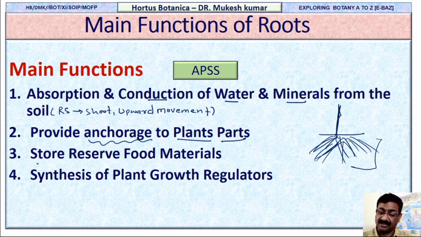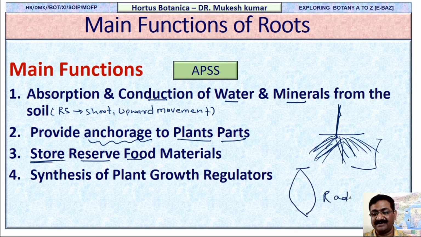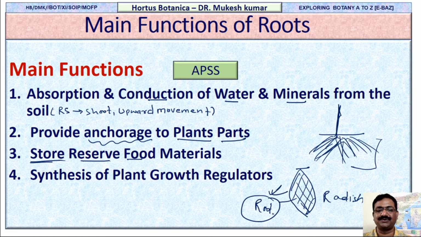Apart from that, they also store reserve food. Remember, if you are talking about radish, we will study later on. We eat radish, and this is nothing but root. So you are getting maximum starch from this root. So the food starch, as you find in radish, is present in the root. So the root also stores reserve food material.